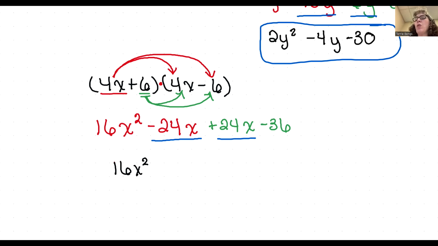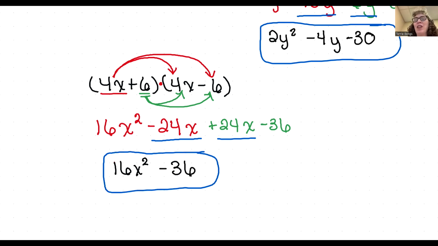So 0x. But here's the deal. If we ever have a 0x, we literally can just wipe it out because it's like it doesn't exist. So we're going to get rid of it. And then we have that negative 36 because it didn't combine with anybody. So we bring it straight down. So we look one more time. Can we combine anything? No, we cannot combine anything there. So 16x squared minus 36 is our final answer.